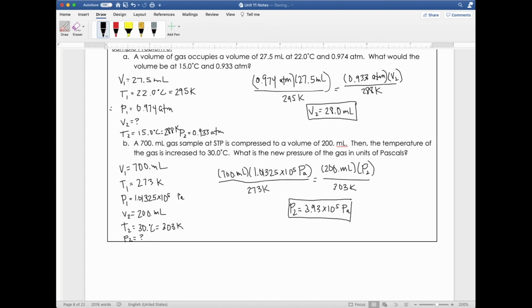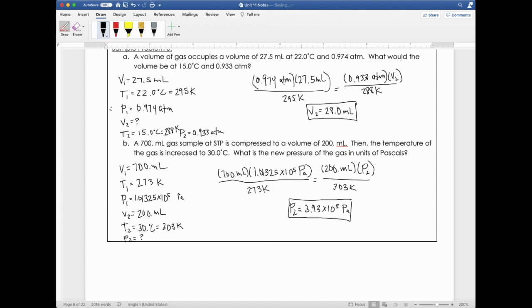If you used atmospheres here and then got units of atmospheres for your answer and then converted it, that's fine. You should get the same exact answer. What you're going to notice in chemistry is that there are so many ways to solve problems, and as long as your method makes sense logically and experimentally, then by all means do it.